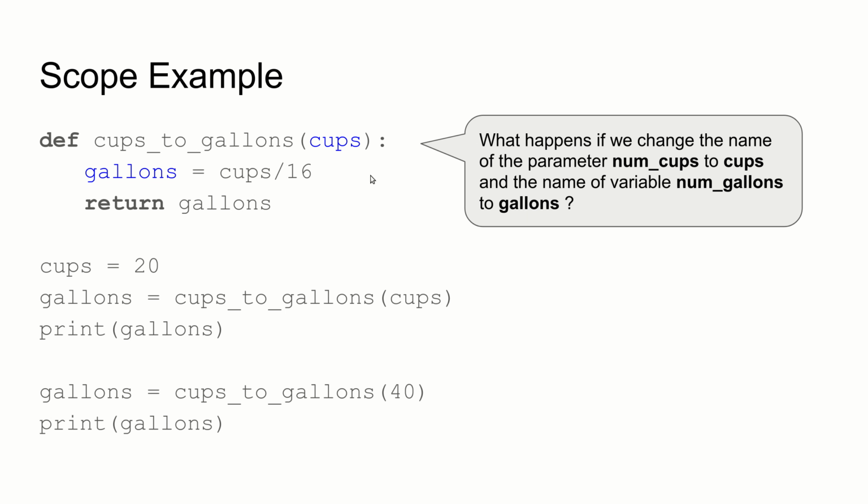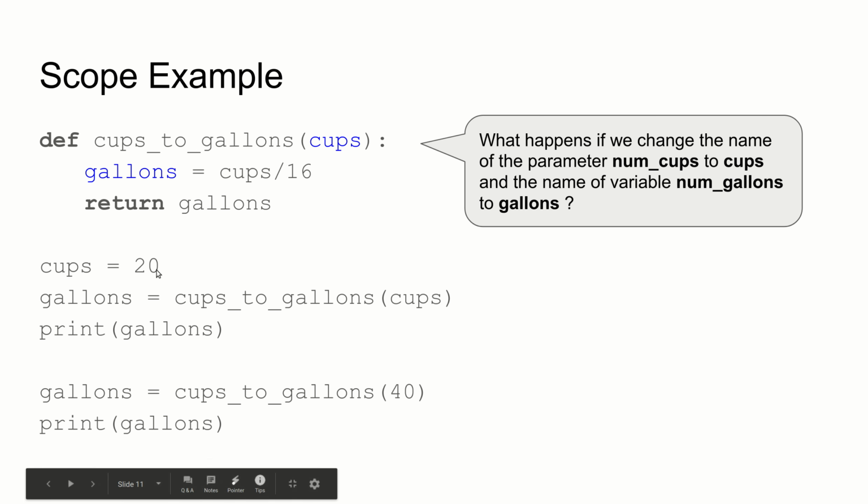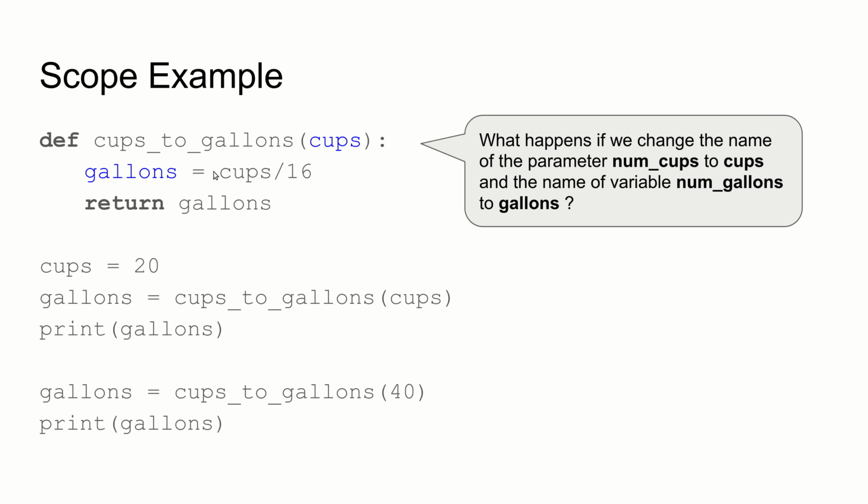You might ask what would happen if we changed num cups to be named just cups, and we changed num gallons to be named just gallons. This might look like it's causing a problem here, because there's cups there, there's gallons here, and then gallons gets defined down below, as does cups. But in fact, this doesn't cause any problem at all. What it essentially does is it creates new variables named cups and gallons that are specific to this scope of the function.